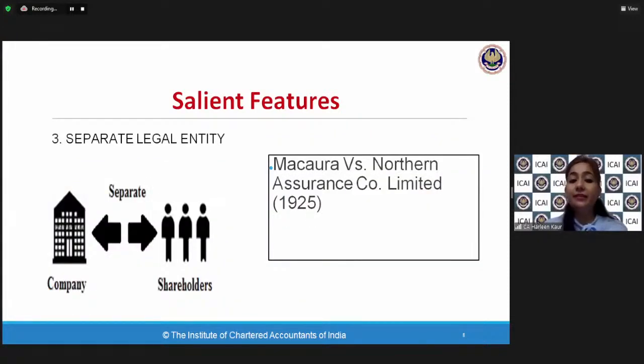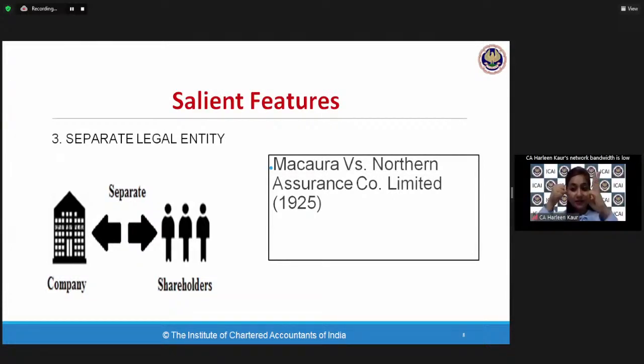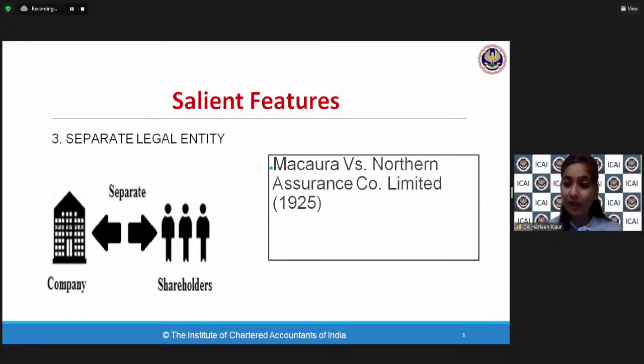Separate legal entity. I showed you right now this hand of mine. This is a company, ABC; the shareholders, they are different. So the company is a separate legal entity. Makora versus Northern Assurance Company Limited. Entire case law, I will explain to you when I open the study material. In this particular case law, they have also tried to tell you that as a shareholder, you can't even have an insurable interest in the property of a company. Separate legal entity means the company's property is separate, shareholders' property is separate.